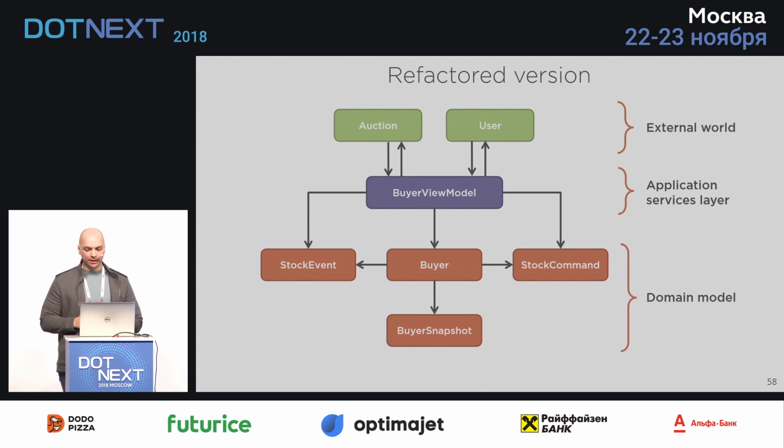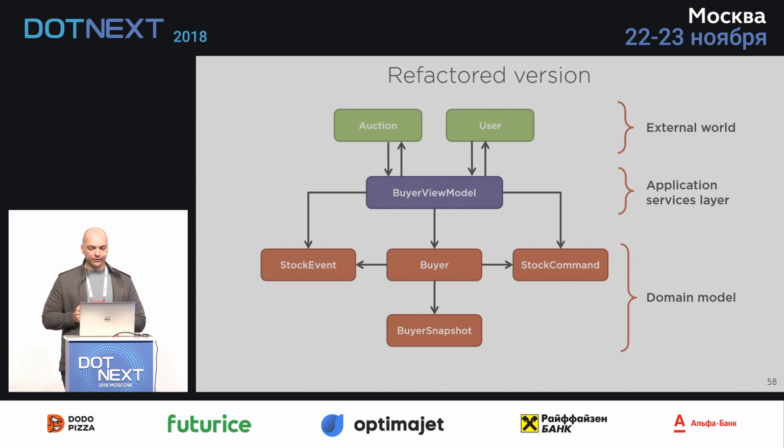So here is how the overall architecture will look. Again, I don't want to dive too deep into this here, but just to give you some overview. On the bottom, we now have the domain model, and all the communications now go inwards to the domain model. The domain model itself now doesn't communicate with the auction or with the user. This communication is now the responsibility of a separate application services layer, this buyer view model class.